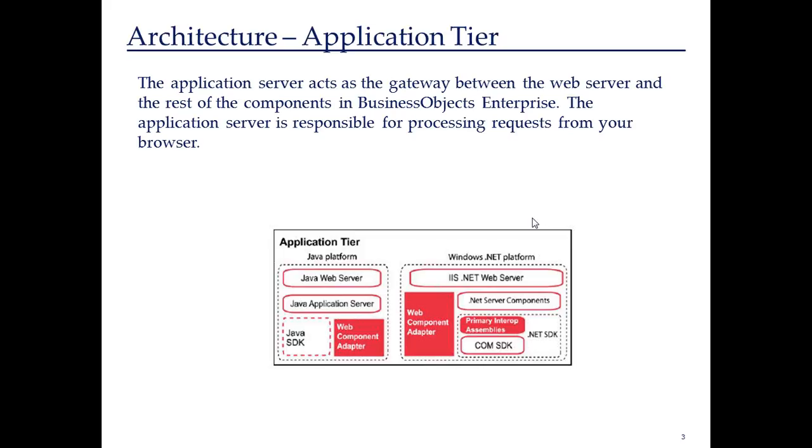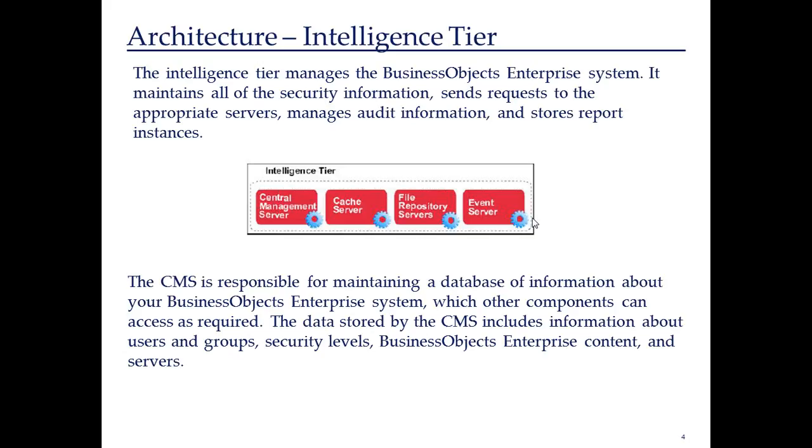Under client, the interface to connect to your business object server. Once you open an InfoView, what do you do? You provide user ID and password. That user ID and password is passed through this application tier to pass it to the next level, that is intelligence tier. So under this intelligence tier, you have 4 different servers: central management server, cache server, file, and event server.